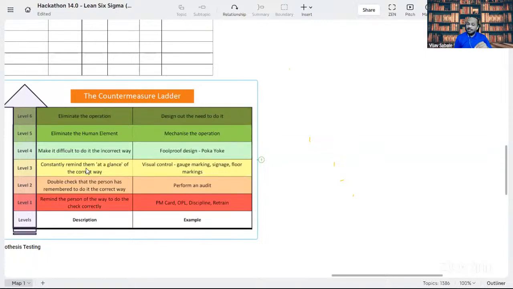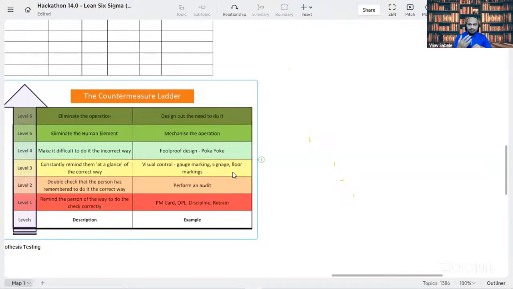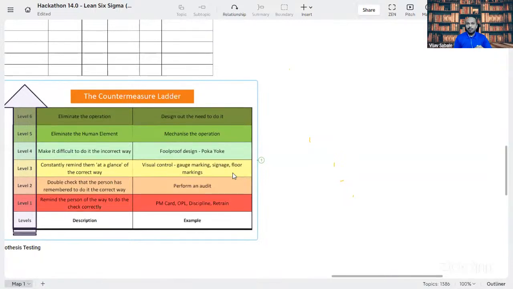That is a great thing, where we constantly remind them at a glance of the correct way. We can have visual controls, gauge markings, signage, floor markings, so that it is helping the people, right? Even if they forget, by looking at the marking they can know, okay, we should do like this, we should not do like this. So this is the third level of countermeasure.